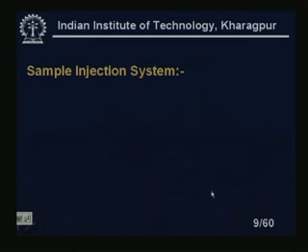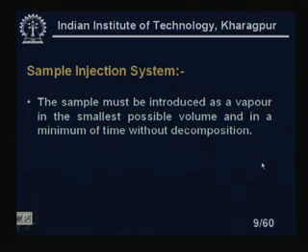Now, let us look at sample injection systems. The sample must be introduced as a vapor in the smallest possible volume. The sample should be very small. The smaller the amount, the better for our detection. The peak will be better, that is the most important thing. Ultimately we are measuring relative concentrations, so it does not matter if it is small or large, but if it is small, it is good for us. The detection will be easy, and the peaks will be more separable.